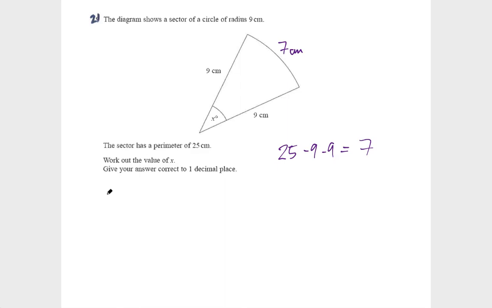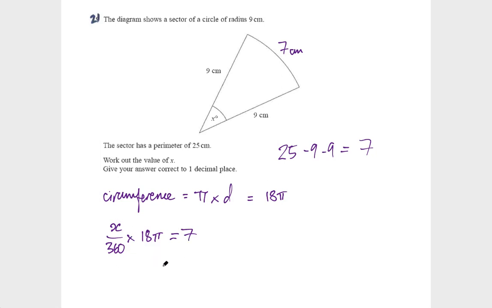If I think about the circumference of a circle, which is what the arc is a part of, the circumference is pi times the diameter, which in this case is 9 plus 9, that's 18 pi. And the thing that we're looking at is a proportion of that circumference, an angle out of 360 of that circumference. So this fraction of the circle times the true circumference, which is 18 pi, gives us the number 7, and we can now solve this to work out what x is.